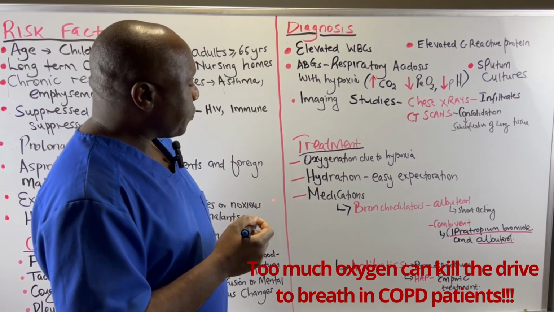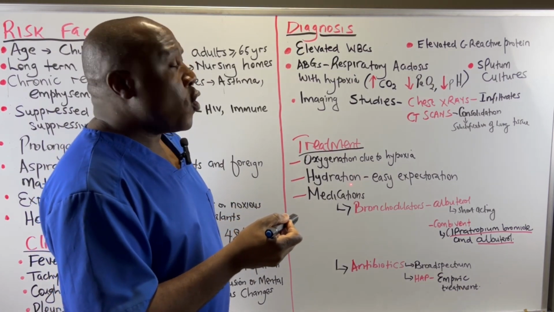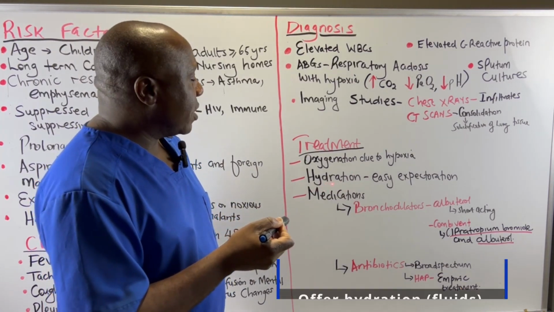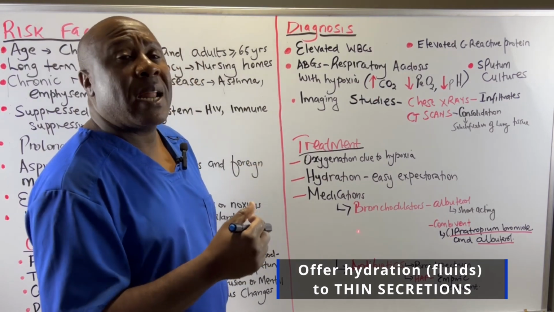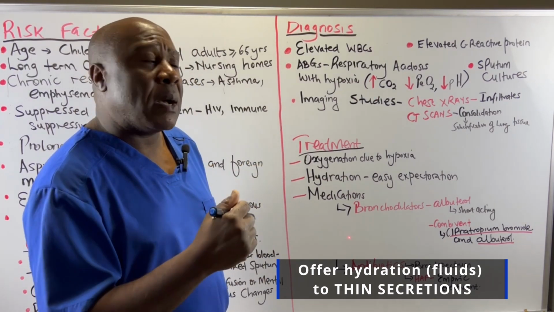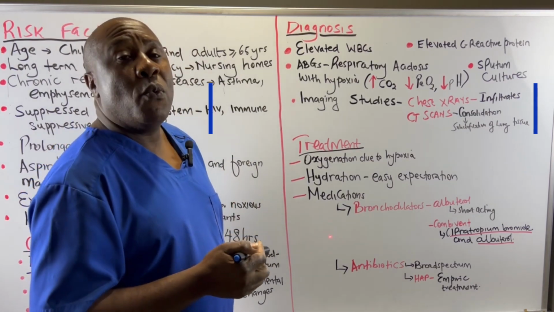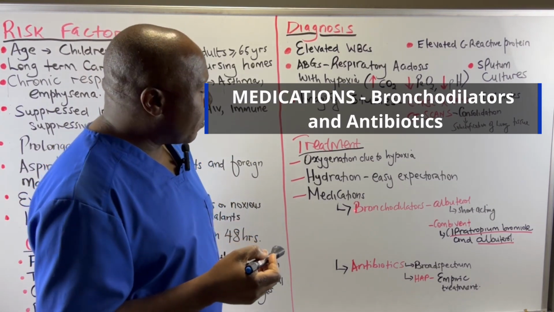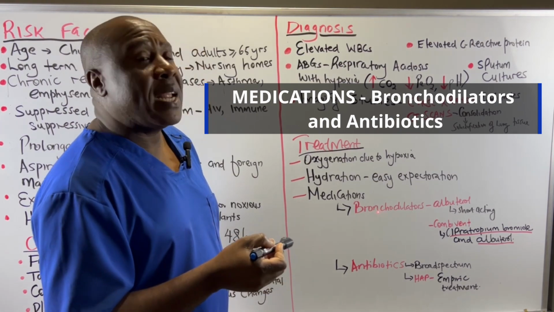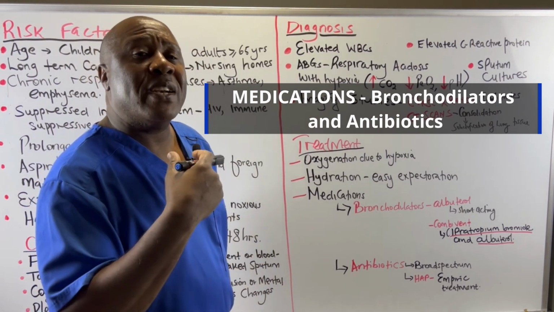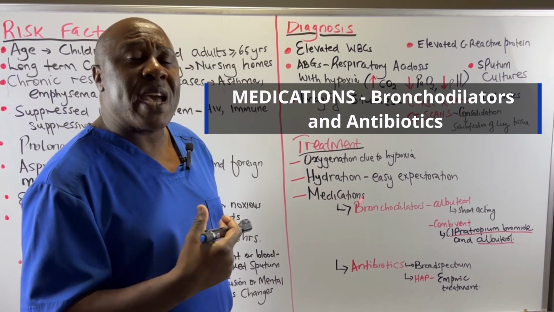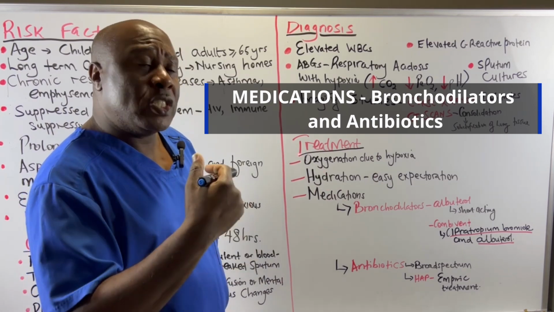Number two, overhydration. Hydration helps to thin this particular mucus or the sputum, for easy expectoration. Then we also have medication. We can medicate this patient. For example, number one, we can use bronchodilators. Bronchodilators are for dilating the respiratory airway so that they can take in oxygen.